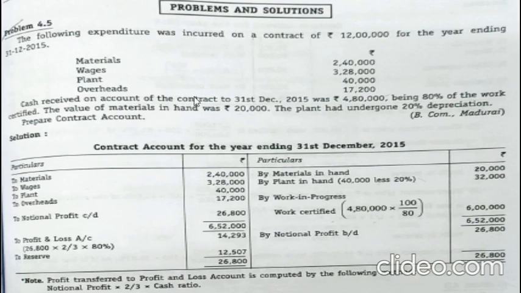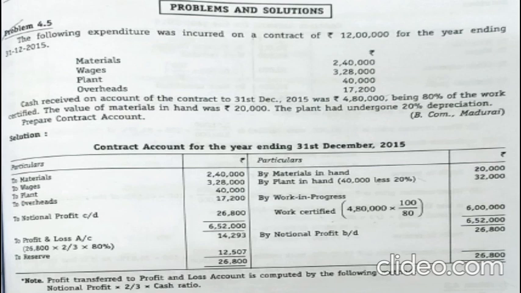6,52,000 minus your materials, wages, plants, and overheads will give you a notional profit of 26,800. So now we have got your notional profit. Notional profit is obtained by deducting all your expenses, that is the expenses introduced into the contract, from all your credit items, that is the materials, plant, and work in progress, that is work certified. Deducting all the expenses will give you your notional profit.